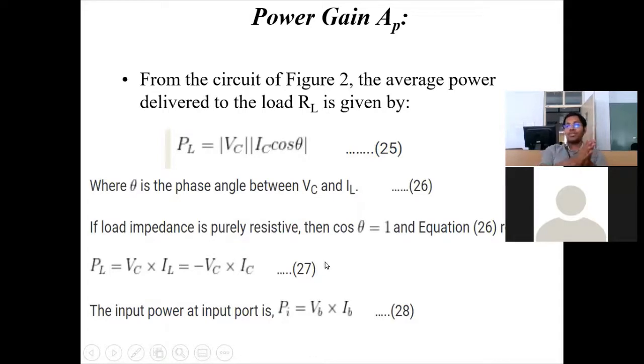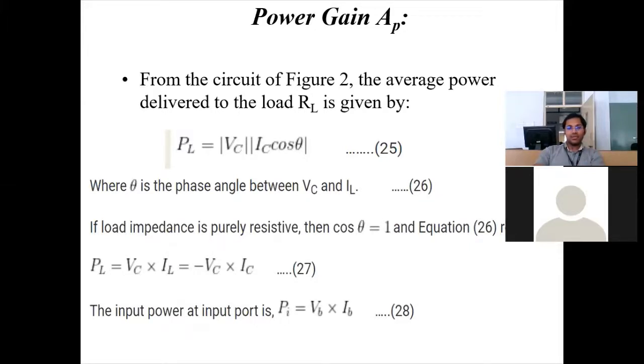Now it is simple. Power gain is output power by input power. Output power is output voltage multiplied by output current. Power is voltage into current. Simple. So input power, can anybody tell me what would input power be? Please answer. One of you please answer. VB into IB. Why VB into IB?